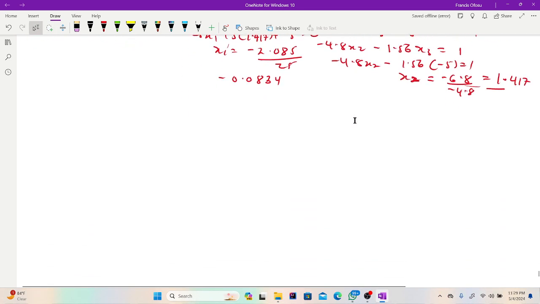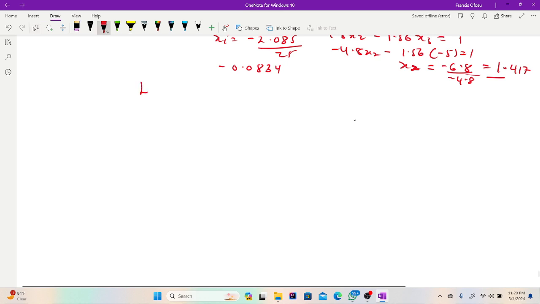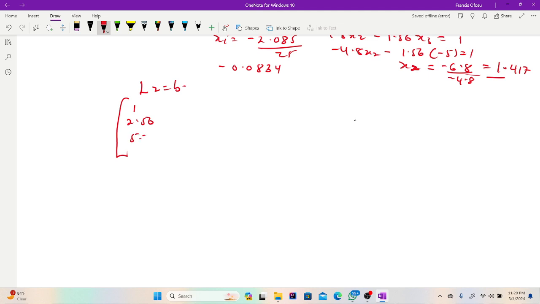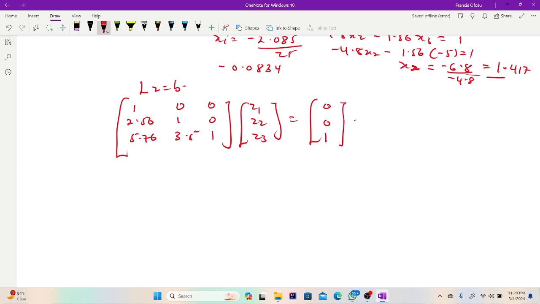Okay. So with the last column, we still go again. LZ is equal to B. So we write our L back again as usual. And our L is 1, 2.56, 5.76. Then this is all 0, 1, 3.5. This is 0, 0, 1. Multiplying Z1, Z2, Z3 is equal to the B. The B now is what? 0, 0, 1. This is the third column of the identity matrix. So we are just repeating methods by changing our B's.